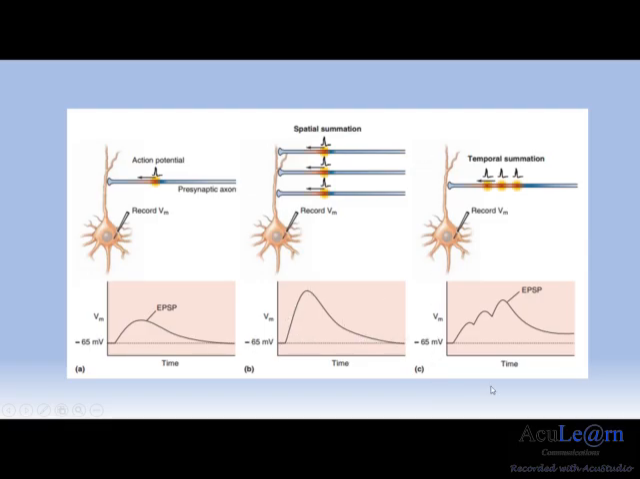In C, temporal summation is shown where the presynaptic axon fires several action potentials in rapid succession, resulting in several EPSPs that add up together as they are triggered.